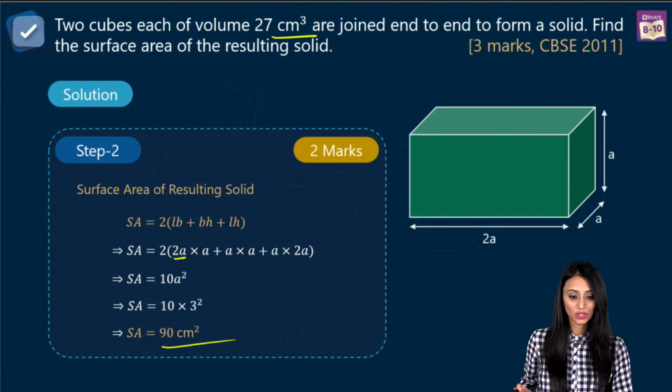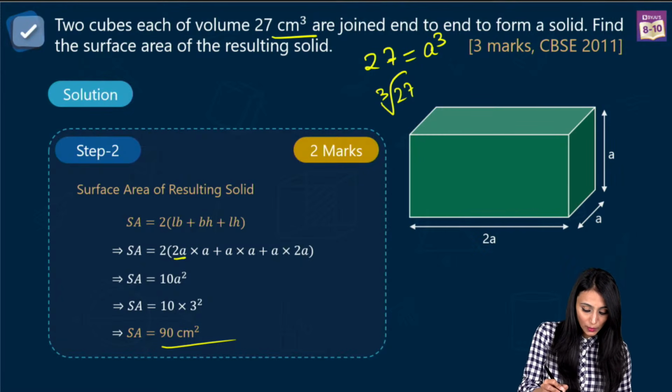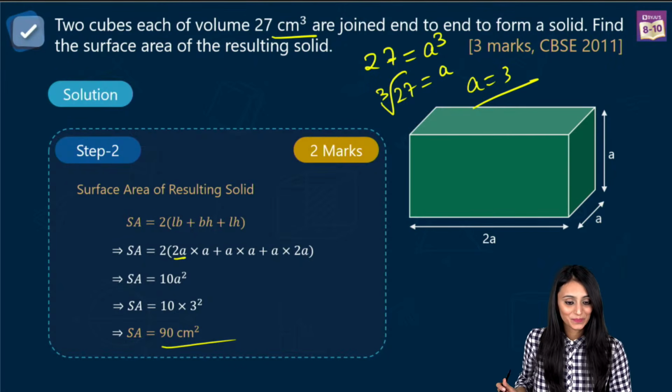How is A cube equal to 3 cube coming? That's simple. See, you have 27. That's the volume. And volume is what? That's equal to side cube, right? And you can even take the cube root of 27. What is the cube root of 27? That's going to be 3, right?